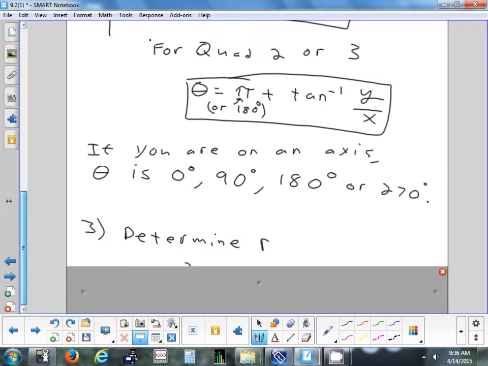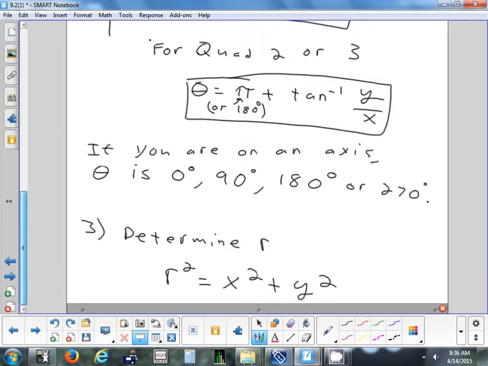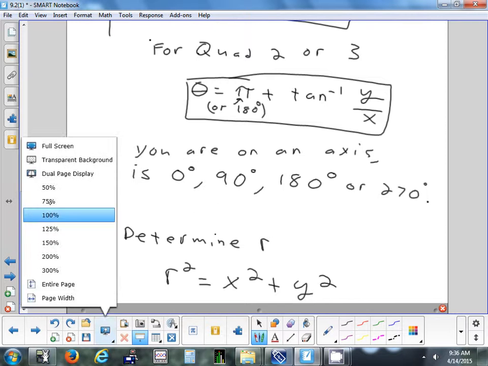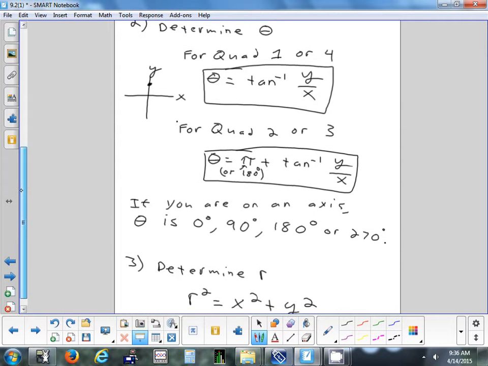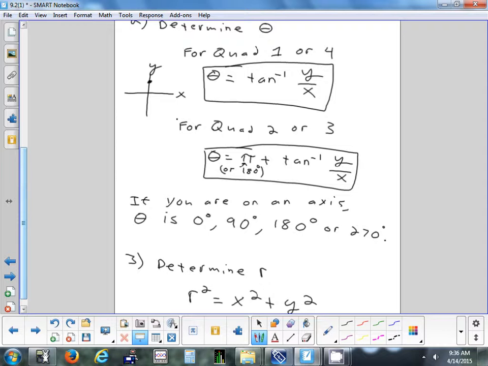Okay, last thing is to determine r. Some people like to do this right away. You could. If you want to find that first, that's fine. Just the Pythagorean theorem. And this formula is the same no matter what quadrant you're in. Okay, anybody have any general questions on the steps that I just put up here to change from rectangular to polar?